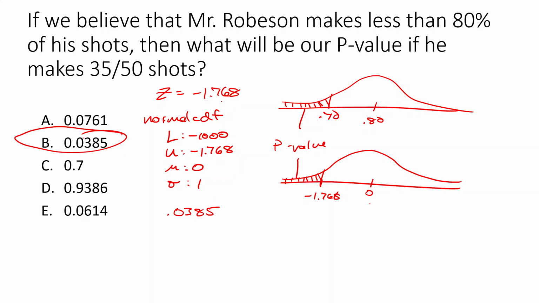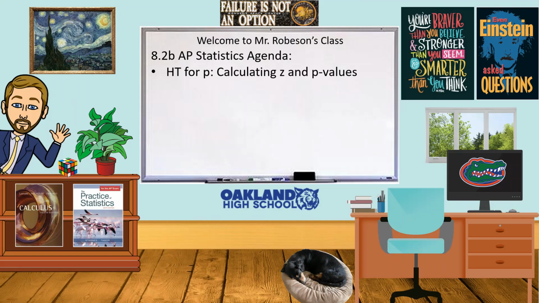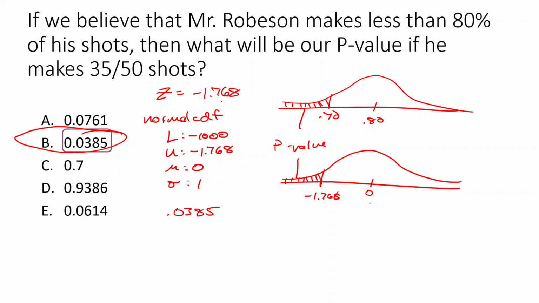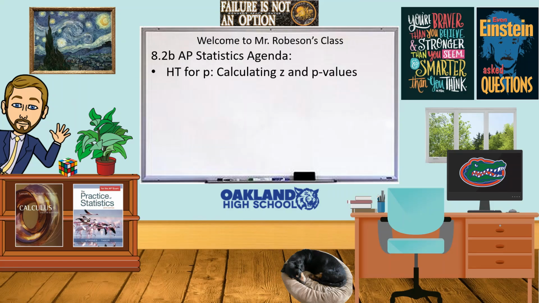And look, there it is right there. All right, that seems pretty low, so we'd probably end up rejecting that null hypothesis. All right, so that's it for that one. Next one, we put it all together in one big hypothesis test. We do our state, plan, do, conclude.